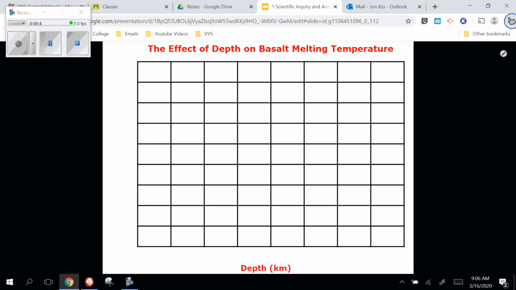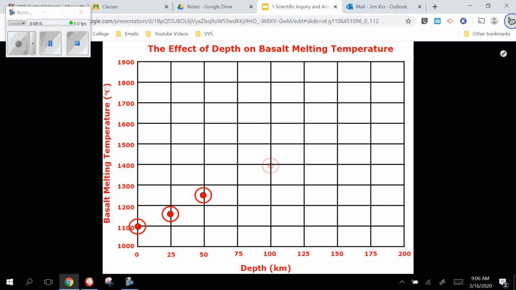Plot our depth, plot our basalt melting temperature, create the scale. Notice we don't necessarily have to have an origin, all right? We just have to make sure we cover our top and bottom. Plot our points, circle them, connect them with a line. Notice I've used as much of the graph as I think I probably could.